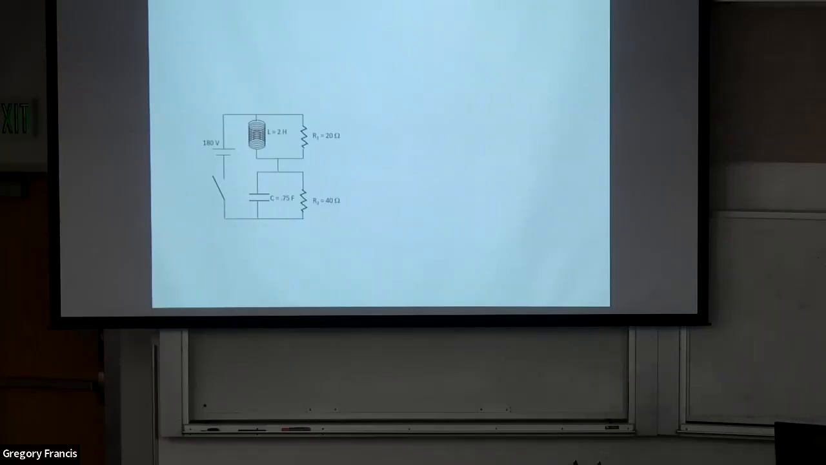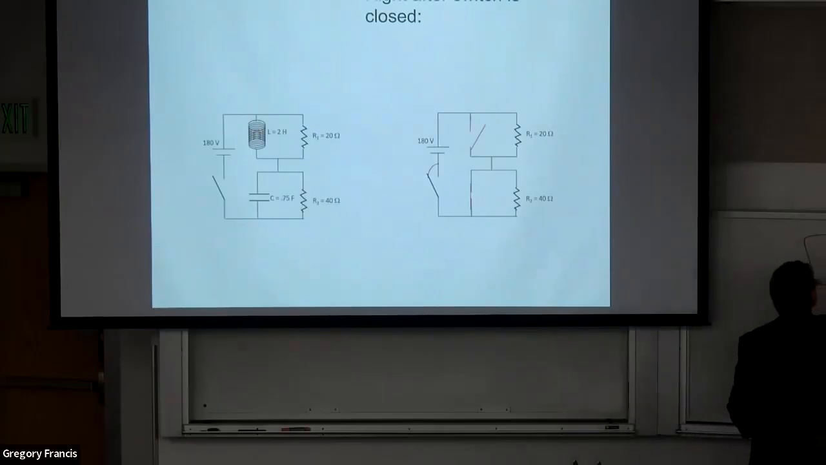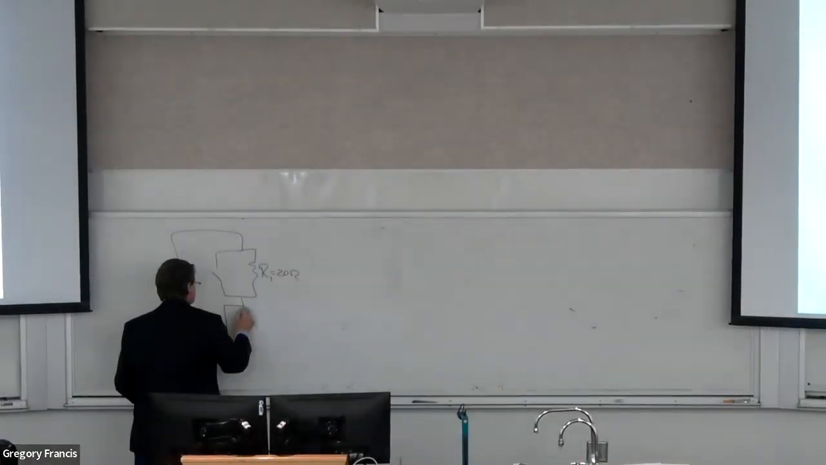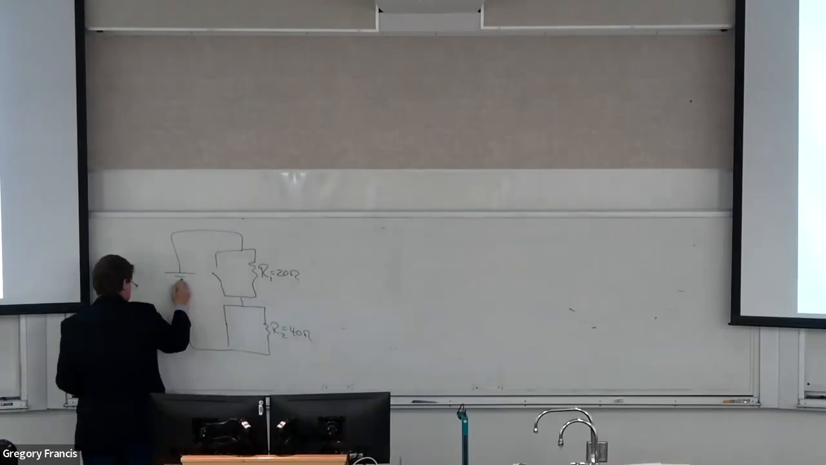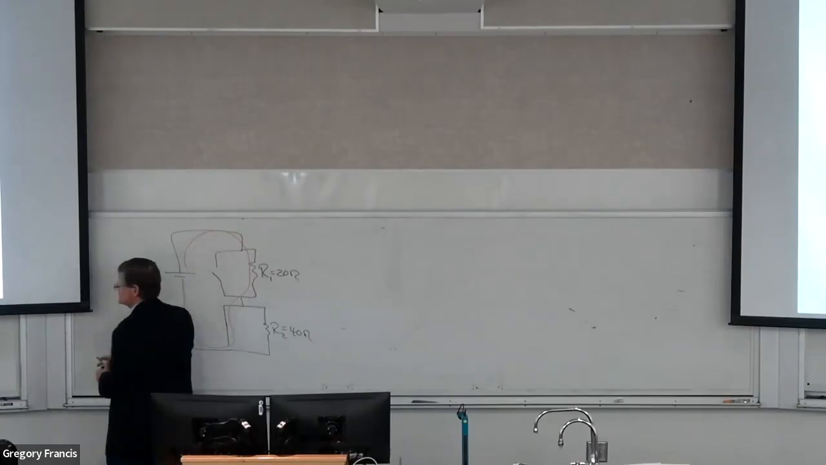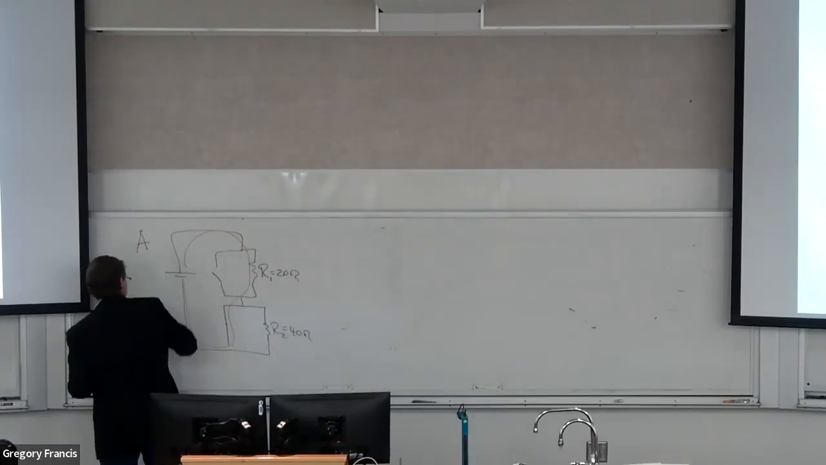Right after we close the switch, the inductor is going to act like an open switch, and the capacitor that's empty is going to act like a wire. And so this is my circuit. If I'm looking for the current through the battery, I know that all of the current has to go through R1. And then all of the current is going to go through the capacitor. So it all goes this way. And so this is part A.